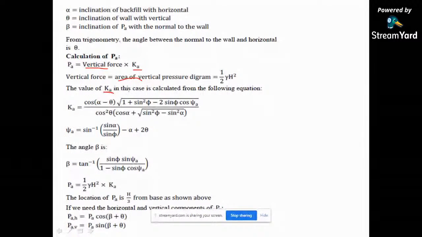This is your vertical force. Area of vertical pressure is half base into height. That is half gamma h square into Ka. So Ka here is also calculated by trigonometry method. The location of PA is h by 3 from base as shown. So therefore PA in horizontal direction is this much and PA in vertical direction is this much. So this is how you have to calculate PA in both cases, in horizontal direction as well as in vertical direction.